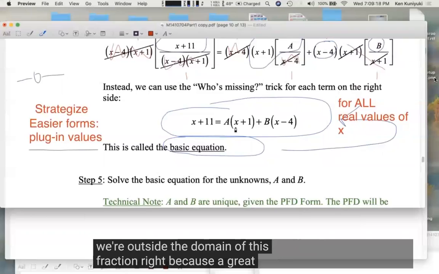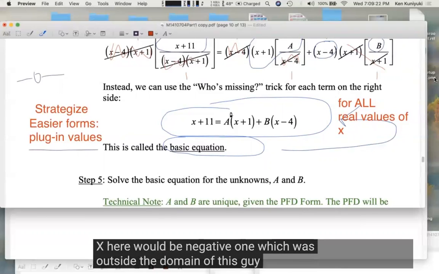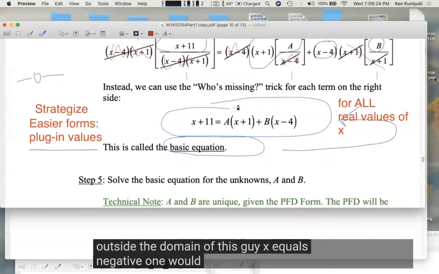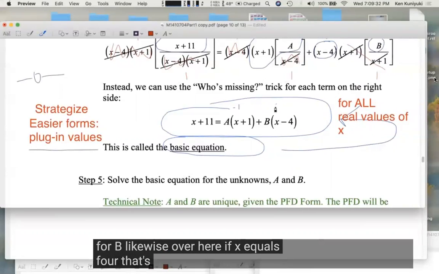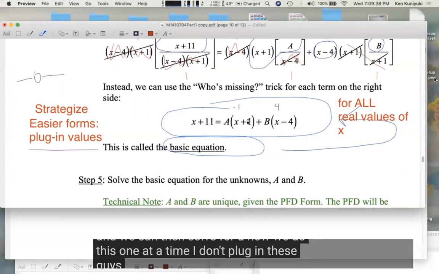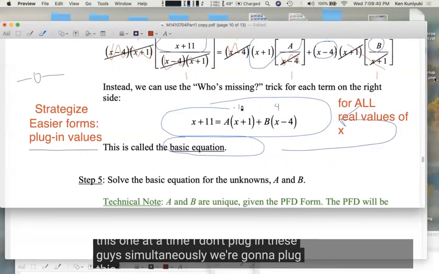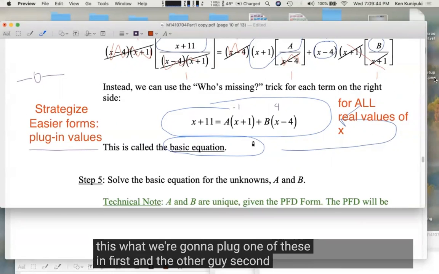Because a great value for X here would be -1, which was outside the domain of this guy. X equals -1 would make this whole term equal to 0. And then we're going to solve for B. Likewise over here, if X equals 4, that's going to make this term 0, and we can then solve for A. Now we do this one at a time. Don't plug in these guys simultaneously. We're going to plug one of these in first and the other second.